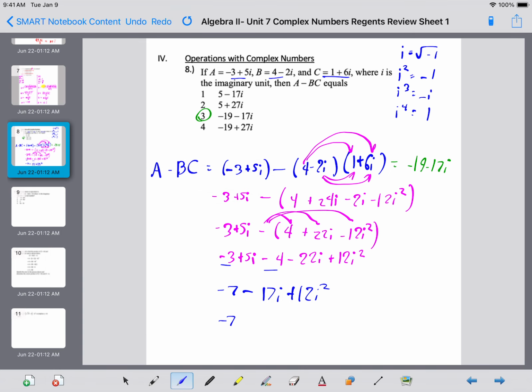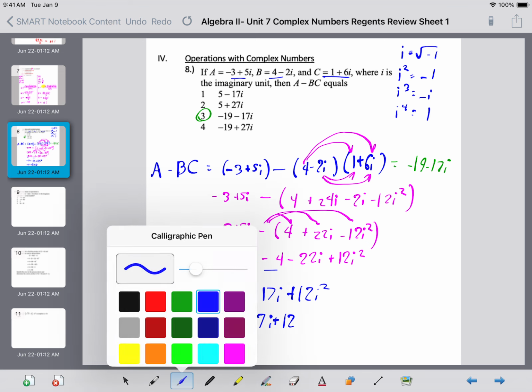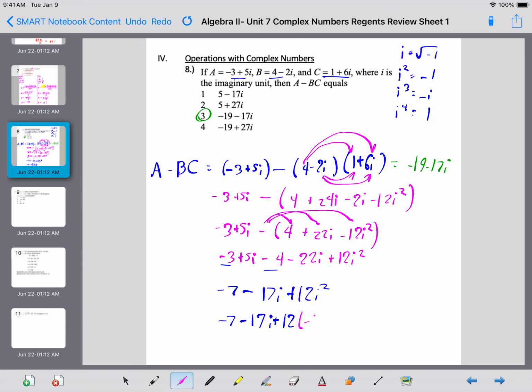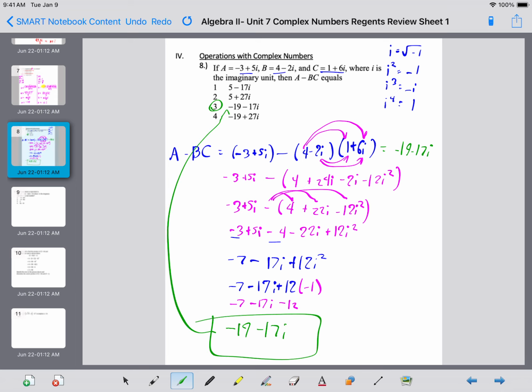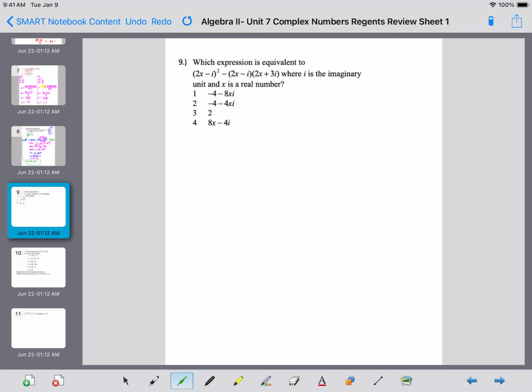So we have -7 minus 17i plus 12 times -1, which is just negative 7 minus 17i minus 12. Negative 7 minus 12 is negative 19 minus 17i. And that's exactly what we got. Obviously, it was much easier to put that in your calculator. Just make sure you're in A plus Bi mode.